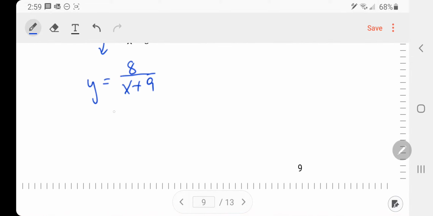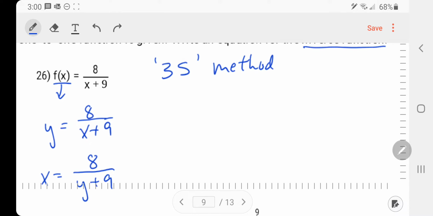And the second S is switch. We're going to switch x and y. And then the third and final S is solve. We're going to solve for y. And so the first thing I'm going to need to do to solve for y is I'm going to need to get rid of this fraction. Okay, so let's see. Let's continue this up here.